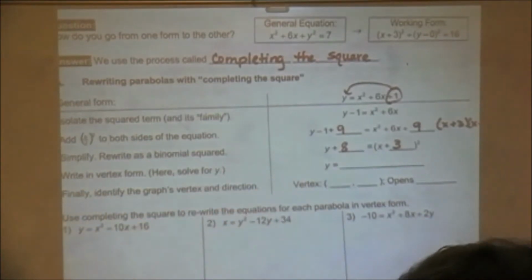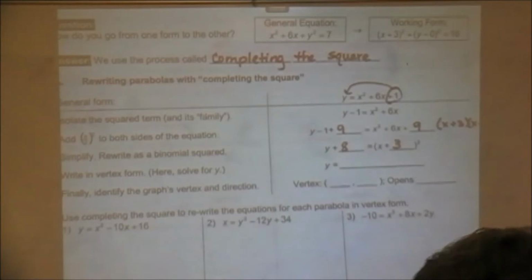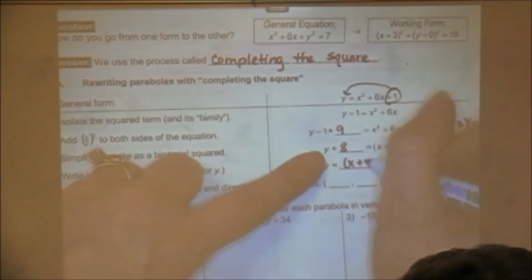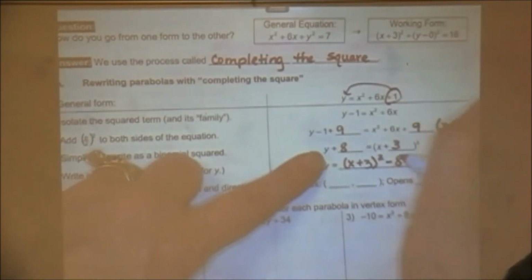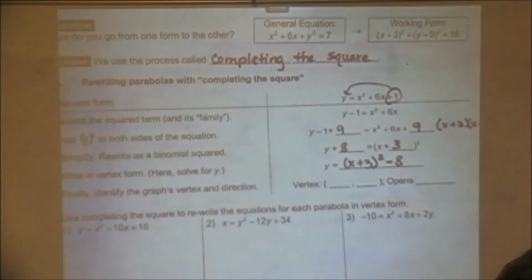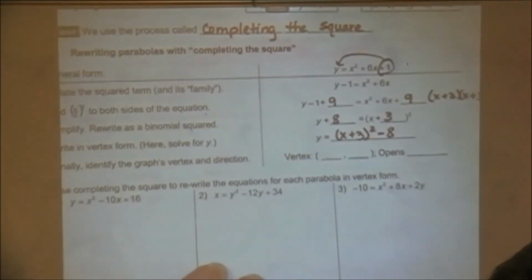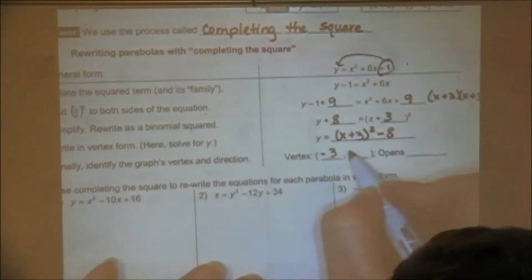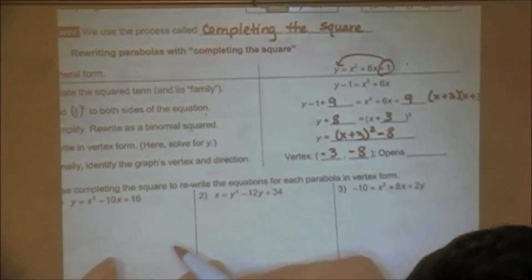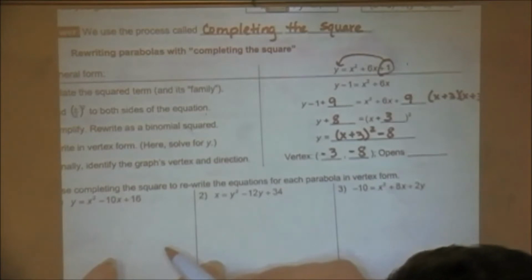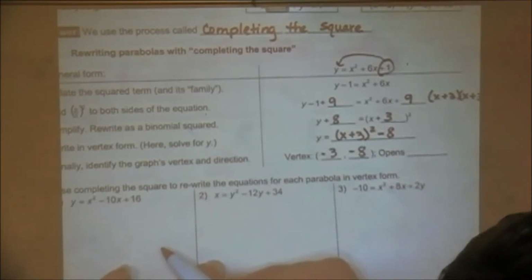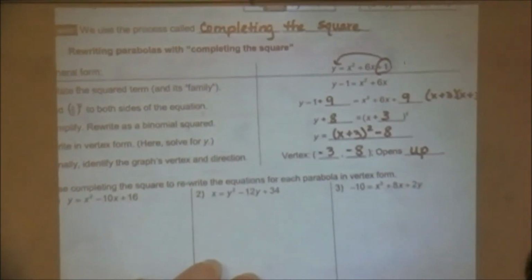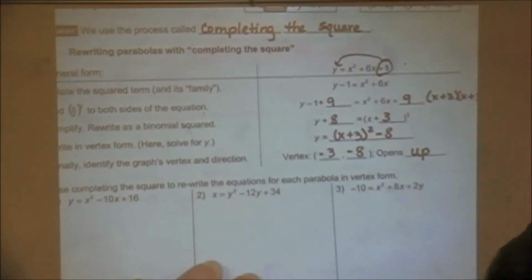And now, in order to get this into vertex form of a parabola, I need to move my 8 back over. So I end up with x plus 3 squared minus 8. So where's your vertex? Negative 3, negative 8. Close enough. And which way does this open? Up.